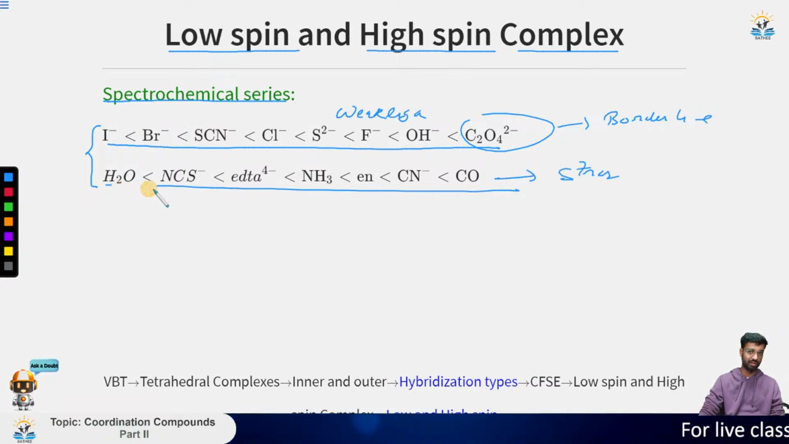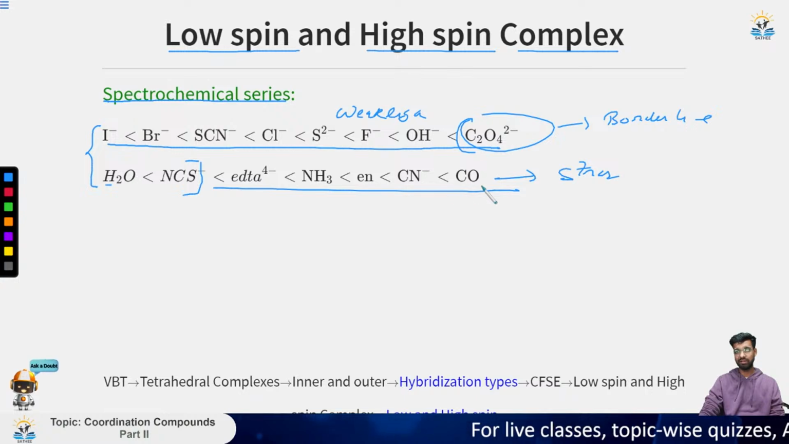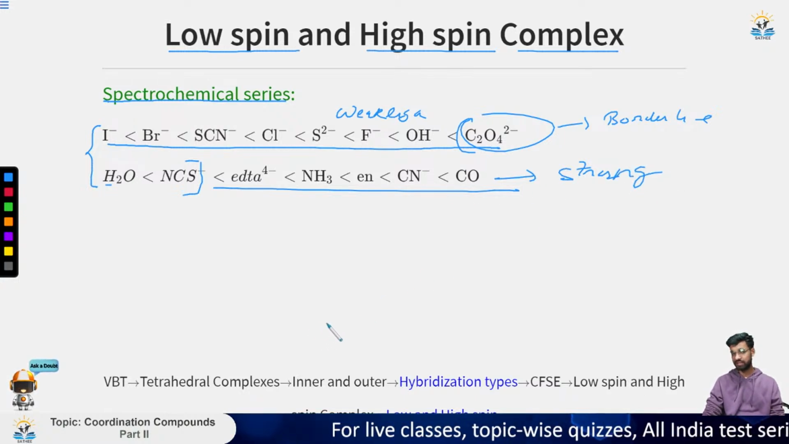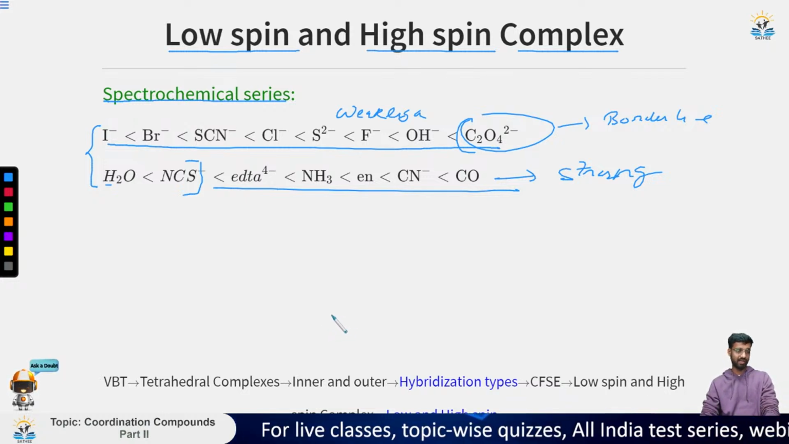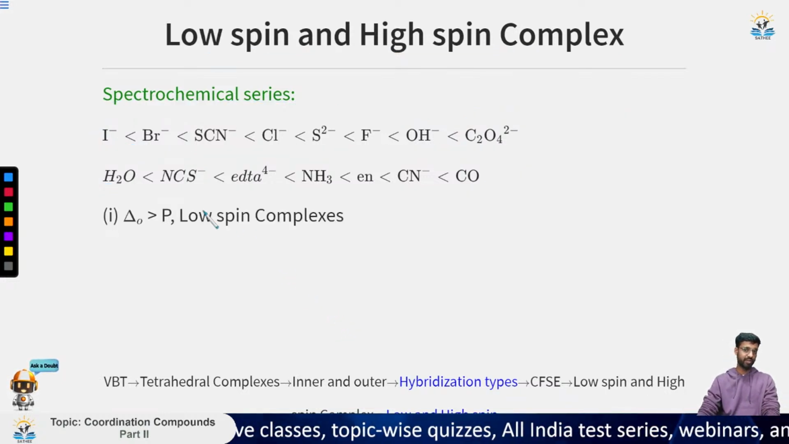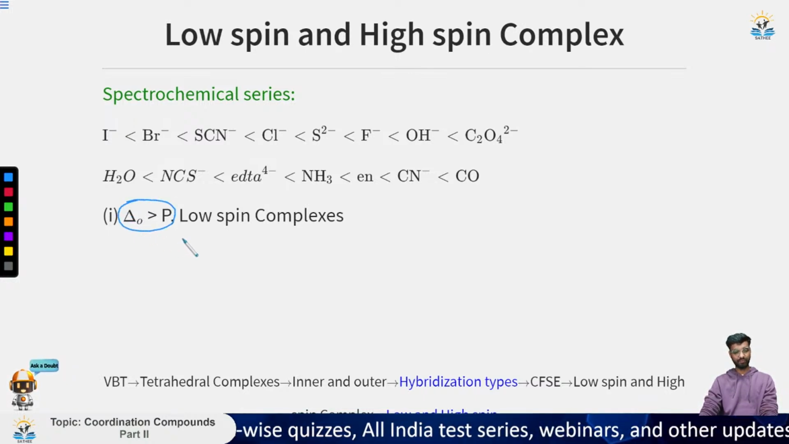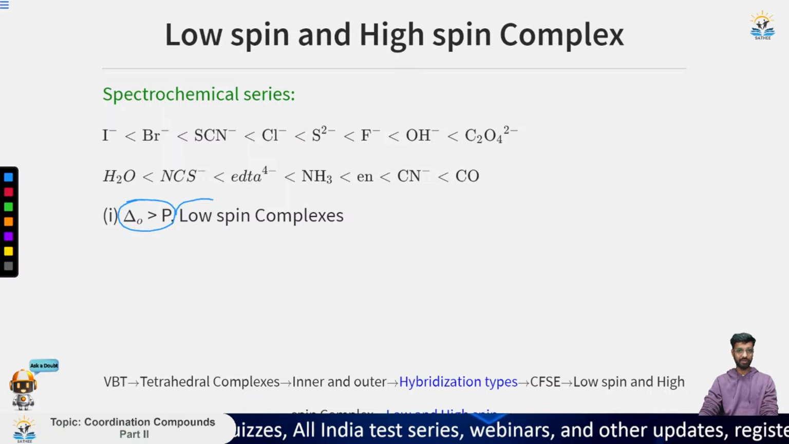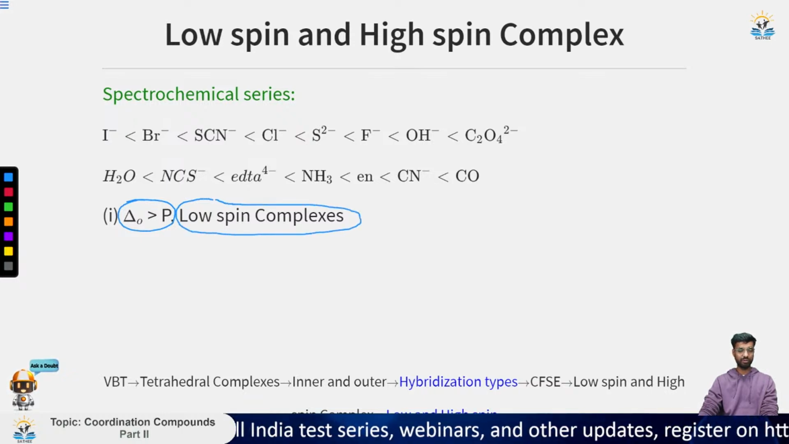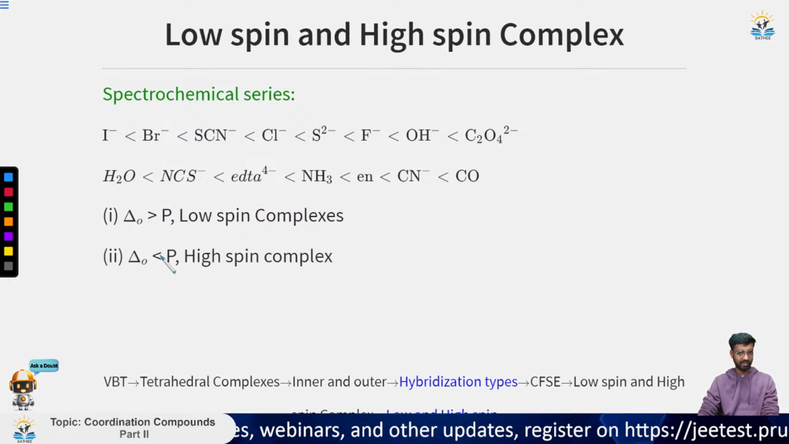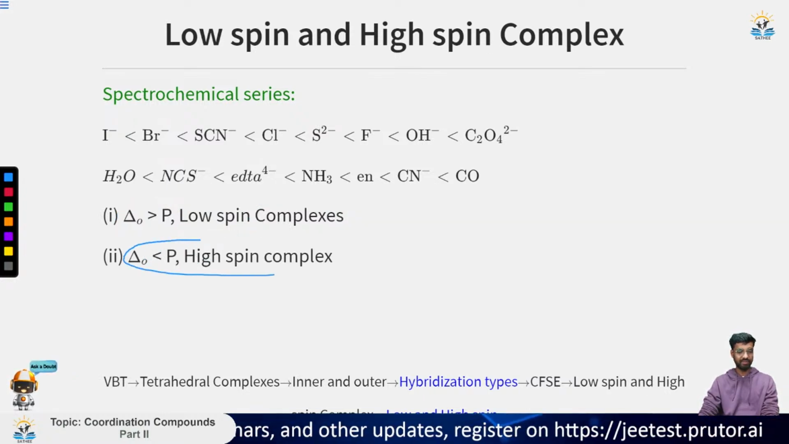So these are also in the borderline. From here to here, it is the kind of borderline. They are neither strong nor weak. And after this, we have the strong ligands. Now what happens is that we can arrive at two cases. If this delta naught is greater than pairing energy, we will have a low spin complex. We will see what is low spin and high spin when we solve questions. And for delta naught less than P, we will have the high spin complex.